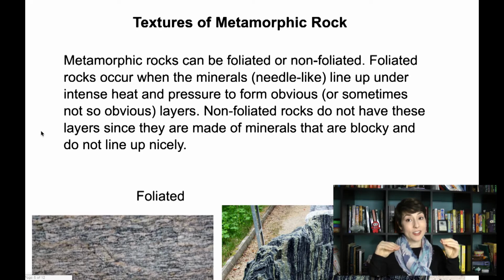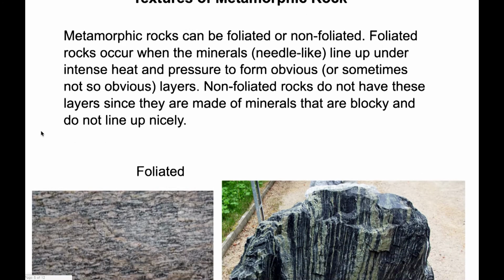That's called foliation. A non-foliated rock is made up of minerals that don't line up so nicely in little needle-like shapes. They're kind of blocky and chunky, so they're not going to form stripes. They're not going to form layers when temperature and pressure are exerted on that rock.